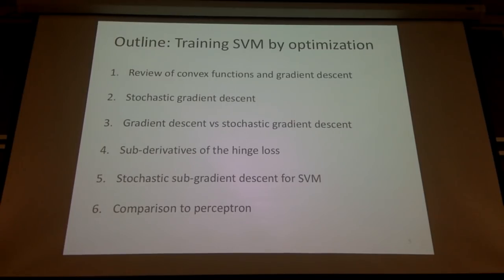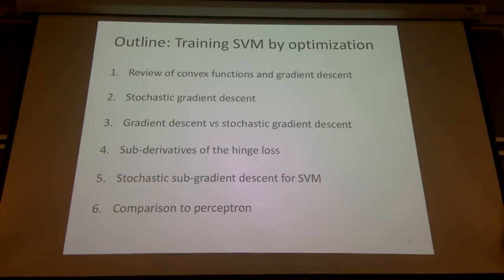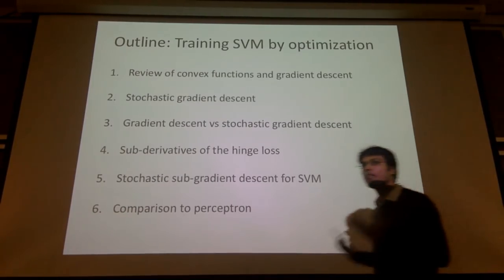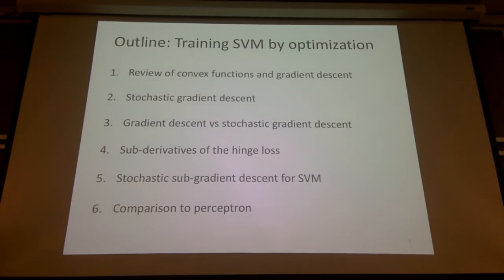So this is a list of things I'm going to try to cover, and definitely not in the next 20 minutes. It turns out that the optimization problem that we set up is a particularly nice one from the solving point of view, because it's a convex function, and convex functions are good for optimization. So we look at what convex functions are, and then I'll bring back stochastic gradient descent and instantiate it for SVMs.